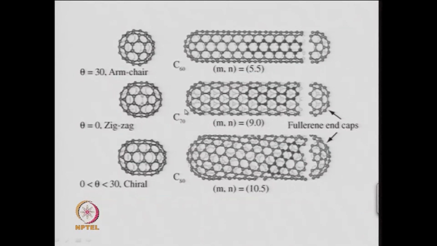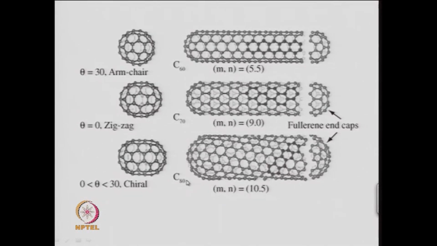However, if you have a zigzag nanotube, a zigzag nanotube has a theta value of 0, and if you come to the end of the nanotube, you cannot close it with a C60 molecule. You have to close it with a C70 molecule, and that is what is shown here. So, if you take half of the C70, that will exactly fit at this part. So, how to cap the end of a nanotube is also dependent on what kind of nanotube it is. If it is an armchair nanotube, only half of C60 can cap it. If it is a zigzag nanotube, then half of a C70 molecule can cap it.